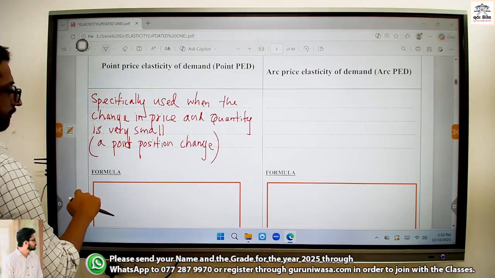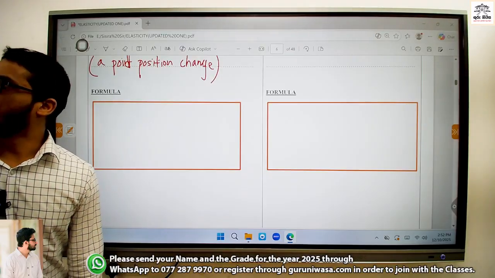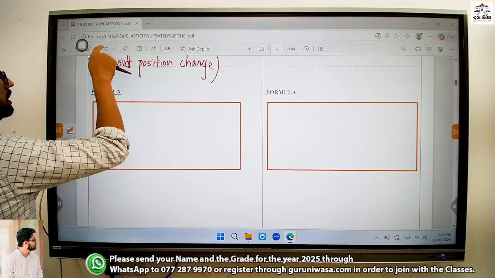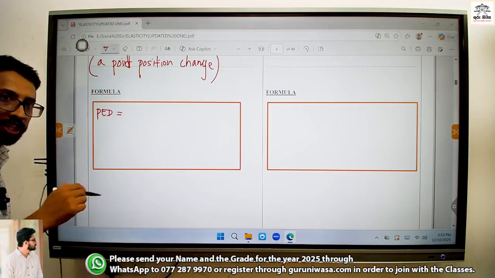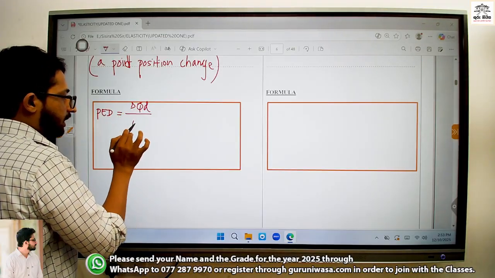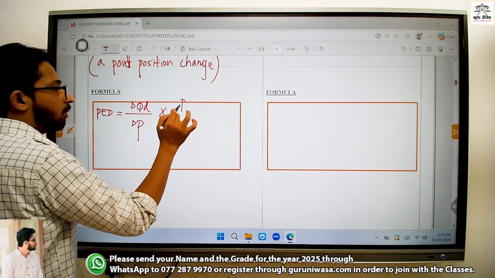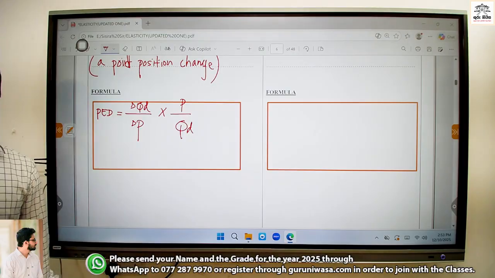Write down the equation for point price elasticity. Right now, I'll explain how to derive this equation; for now just write it down. PED equals delta QD divided by delta P, into P over Q. This is not a totally different equation. It is derived from your original equation. I'll show you.